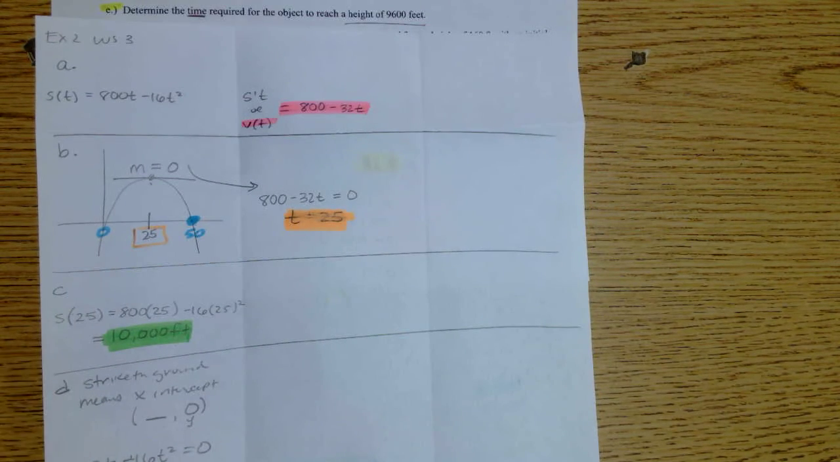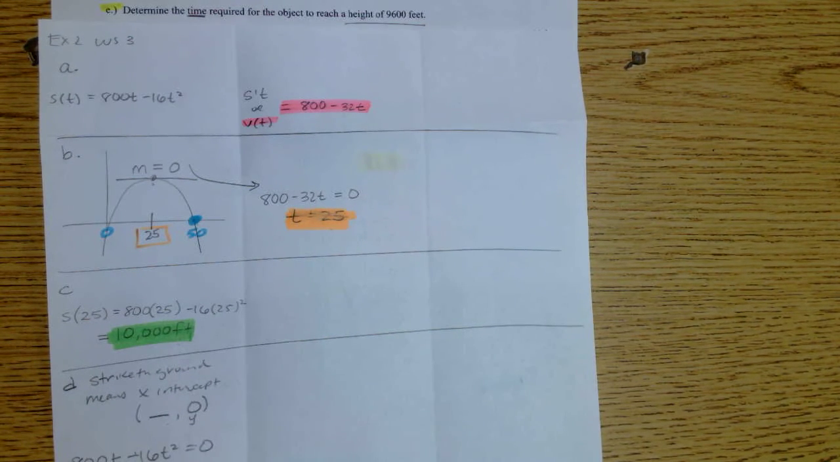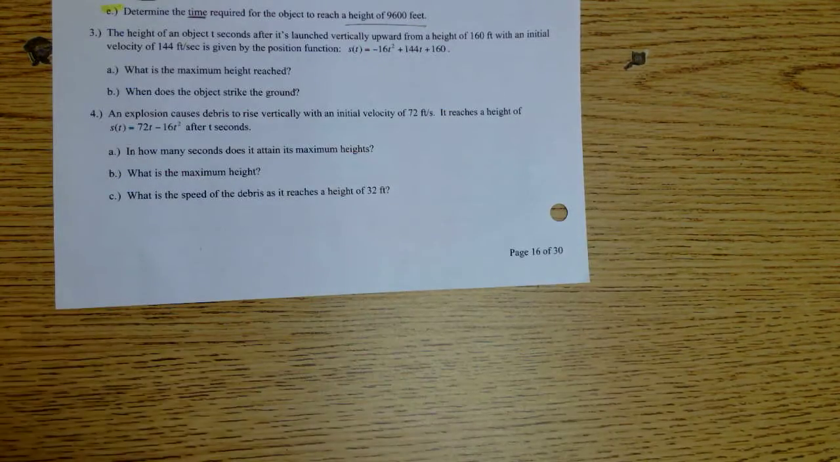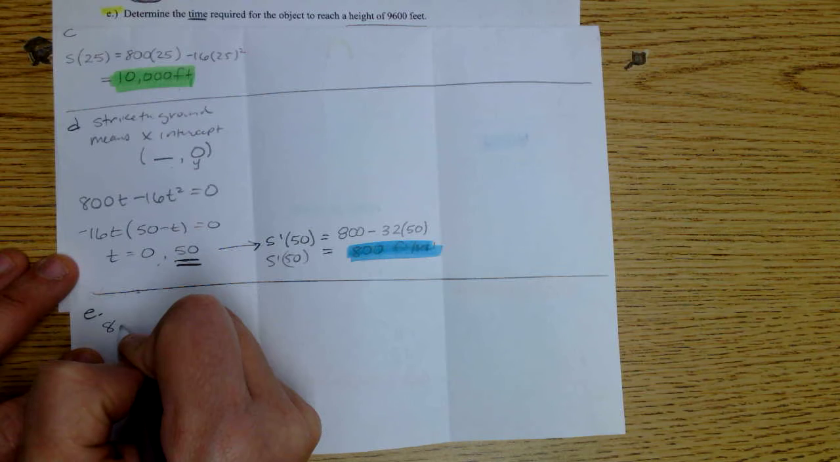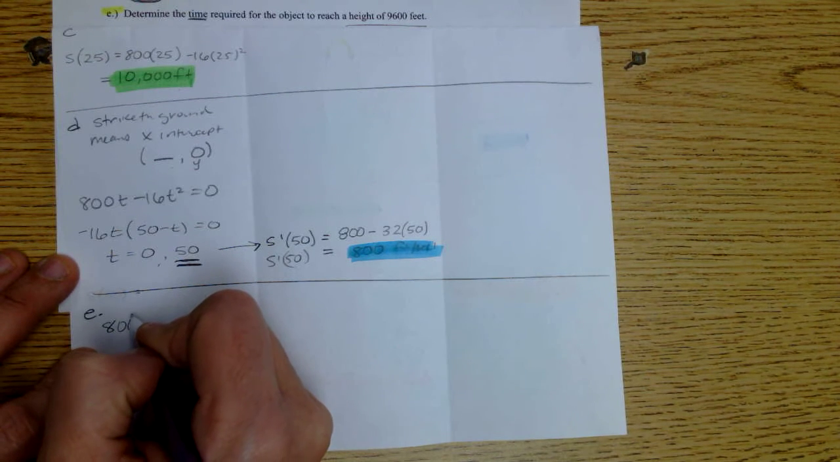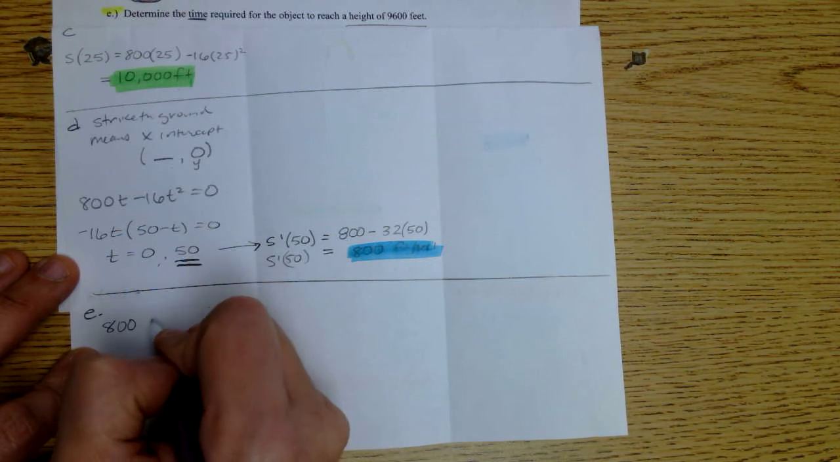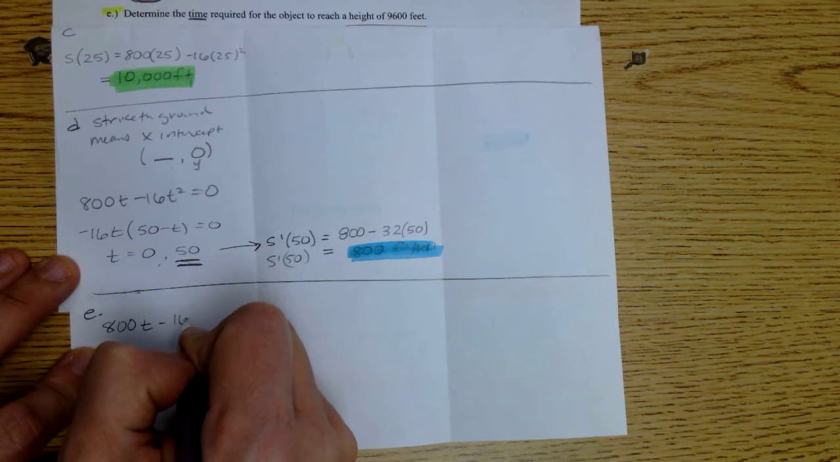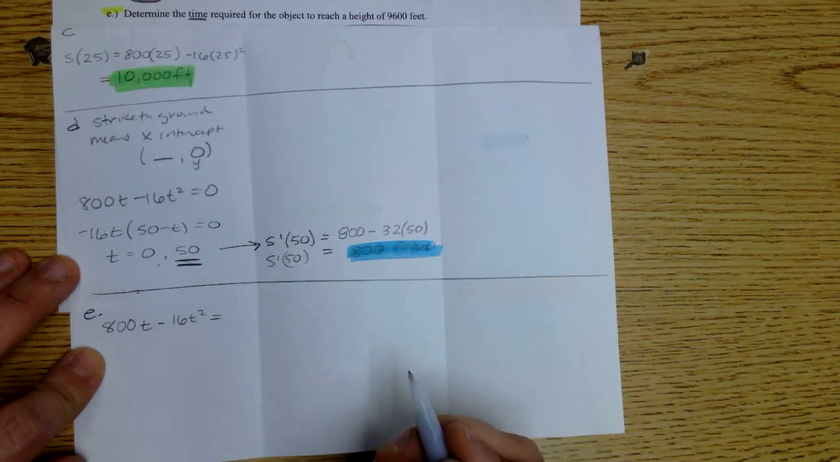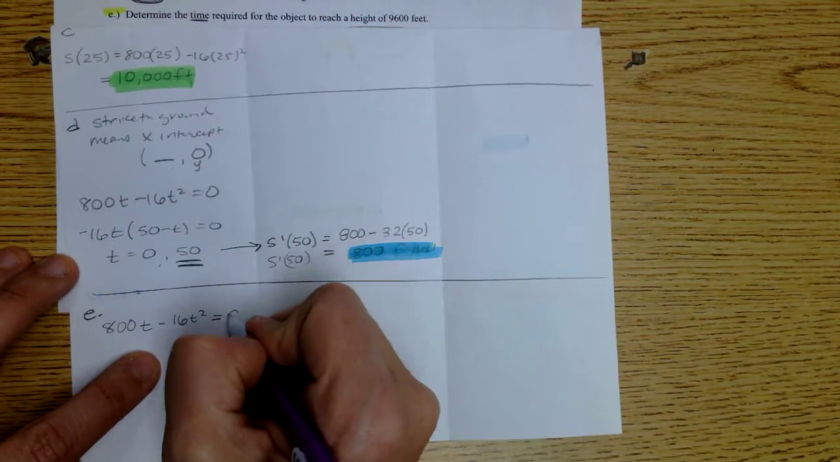Where do I have a function that relates time and height? The first one, the position function. So all I need to do is take the position function. Let me push this up so you can see it here. I'm going to take the position function, which is 800t minus 16t squared, and set it equal to 9,600 feet.